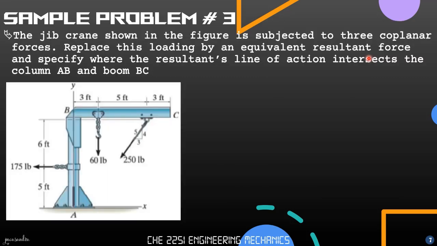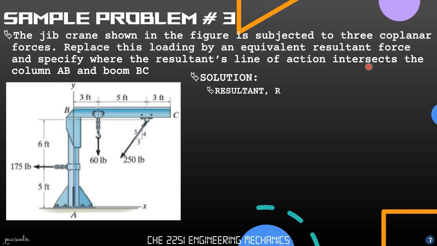Next, we have problem number 3. The jib crane shown in the figure is subjected to 3 coplanar forces. We replace the loading by an equivalent resultant force and specify where the resultant's line of action intersects the column AB and boom BC. So start first with solving for the resultant R.